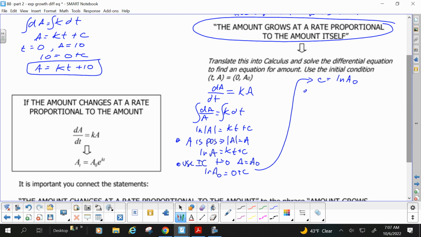If I put in that C, then I get the natural log of A equals kt plus the natural log of A initial.